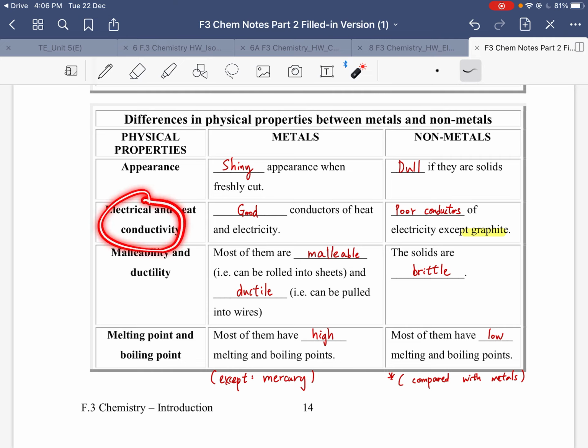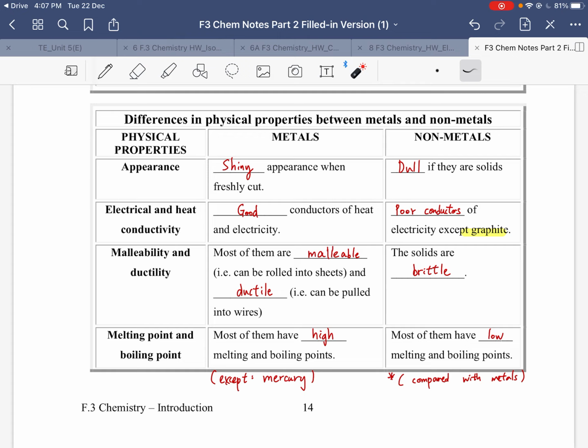And the electrical and the heat conductivity, metals are good conductors of heat and good conductors of electricity, while for non-metals, they are poor conductors of electricity and poor conductors of heat, except for graphite. Graphite is a good electrical conductor. Graphite is the only example.